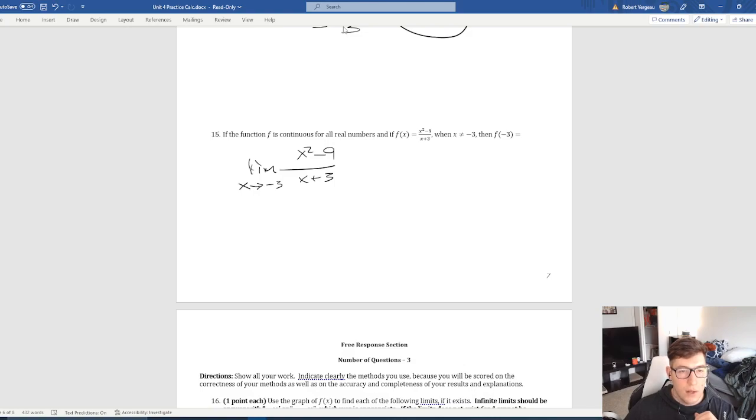-3 squared is 9, minus 9 is 0. -3 plus 3 is 0. Which means that there has to be something else that we can do first. Now, if you take a look at the top, there is something really, really special. It's the difference of squares.